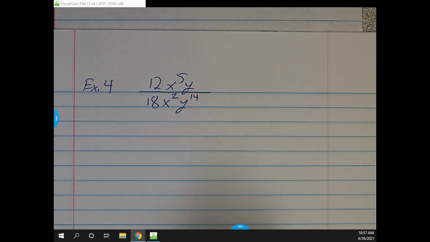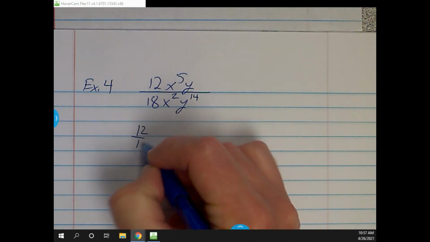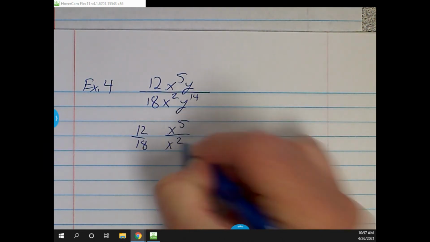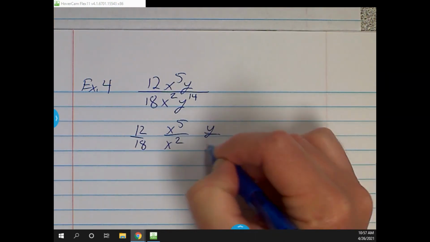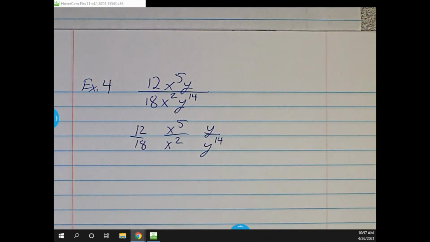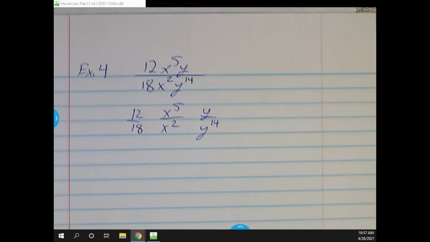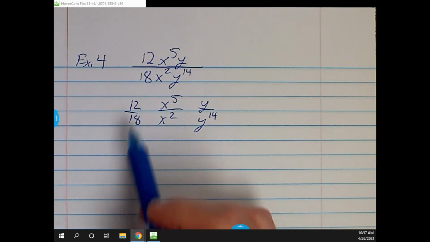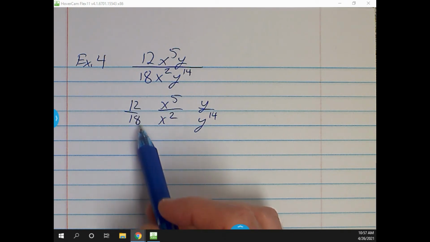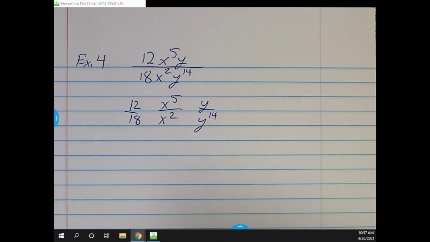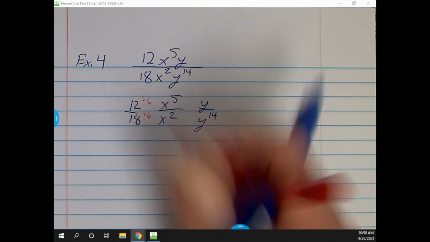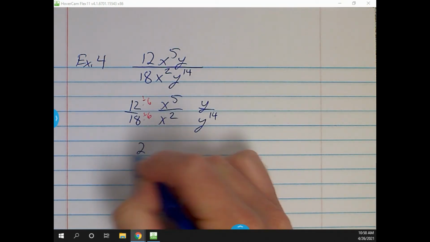All right, again, just one piece at a time. We're going to do 12 over 18. We're going to do x to the fifth over x squared, and then we're going to do y over y to the 14th. All right, with 12 over 18, you can divide them by 2, you can divide them by 3, but if you take out the biggest number, in this case, you can divide them both by 6. So it's going to make that 2 over 3.